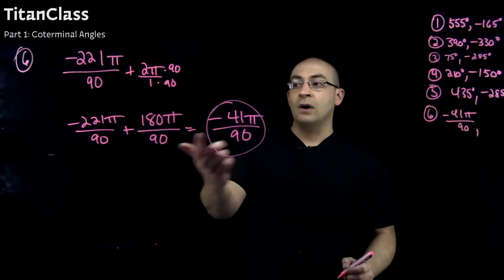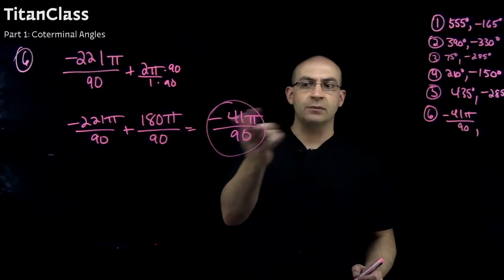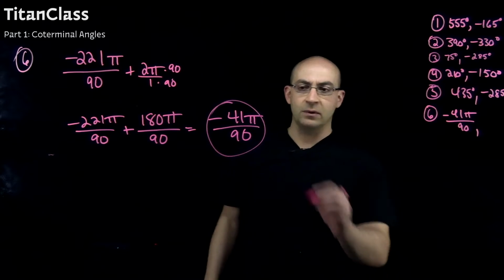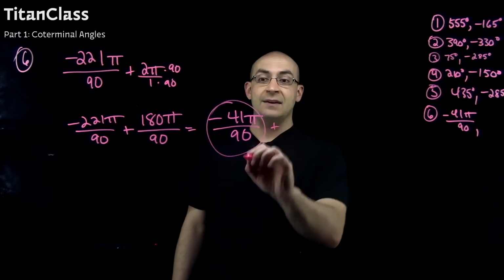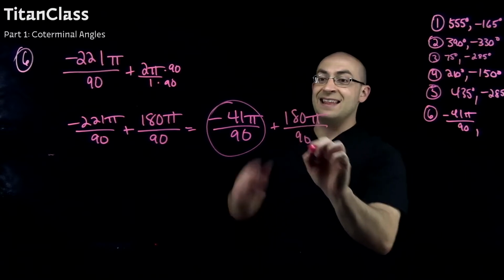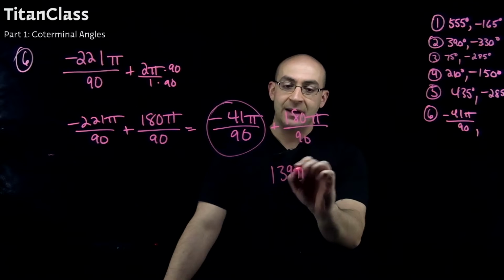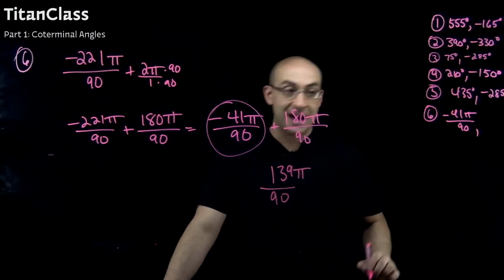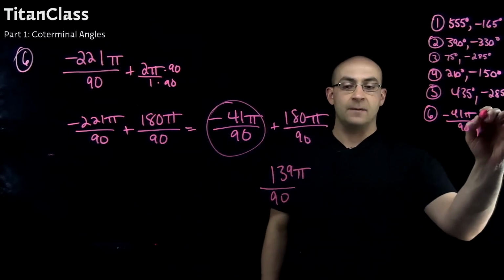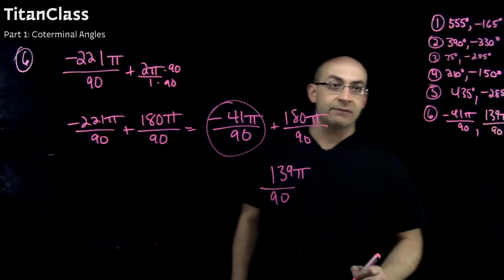Now, I want to add another full revolution to this in order to go into the positive realm, right? Because negative 41, I can just add one more revolution. So we're going to add 180 pi over 90 to that, and that's going to give me 139 pi over 90. That is my coterminal positive angle. So 139 pi over 90 represents the positive.